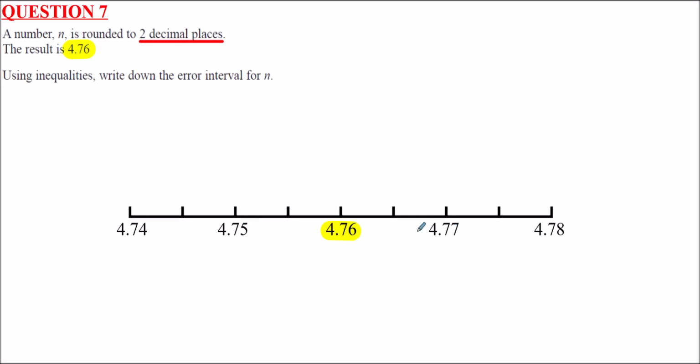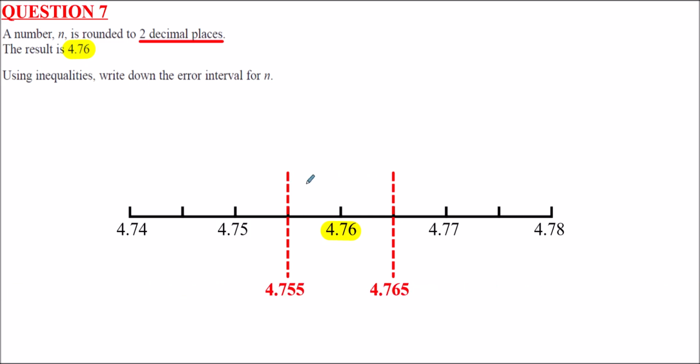So what we do is we find the critical points where it's exactly halfway in between these two. So when is it halfway in between 4.75 and 4.76? Where is it halfway in between 4.76 and 4.77? Obviously it's going to be here and there. So we're wanting our value for n to be in between these 2 dotted red lines.